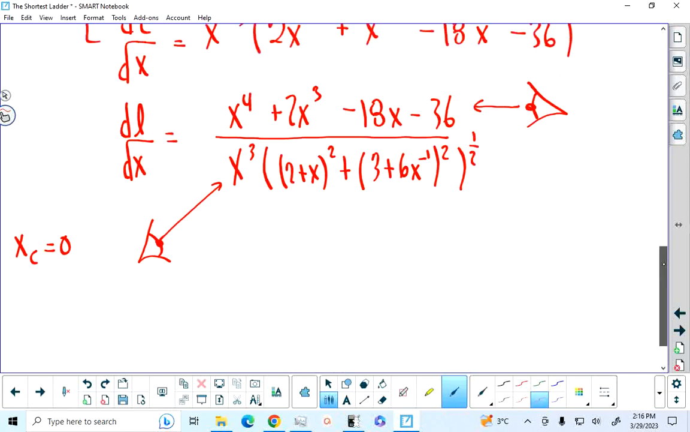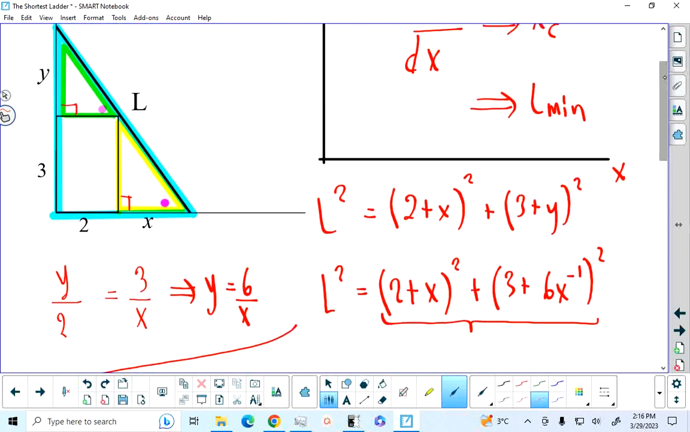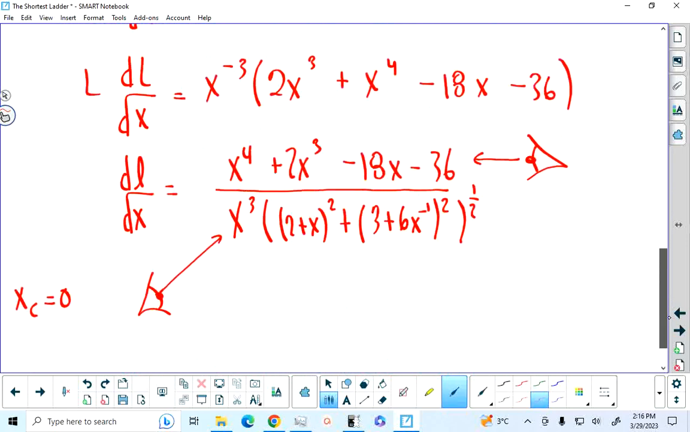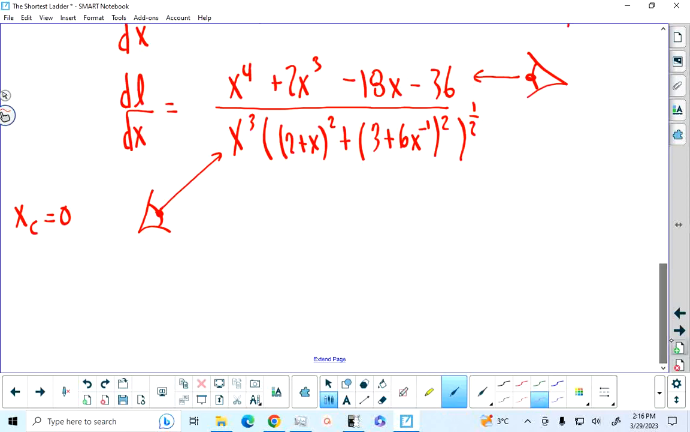Because if you look at your diagram, if x is 0, that means the ladder is standing straight up. And that means it doesn't meet one of those conditions, which is it won't touch the wall. So whatever that x equals 0 means, it doesn't have any meaning in terms of this problem. So we eliminate it.